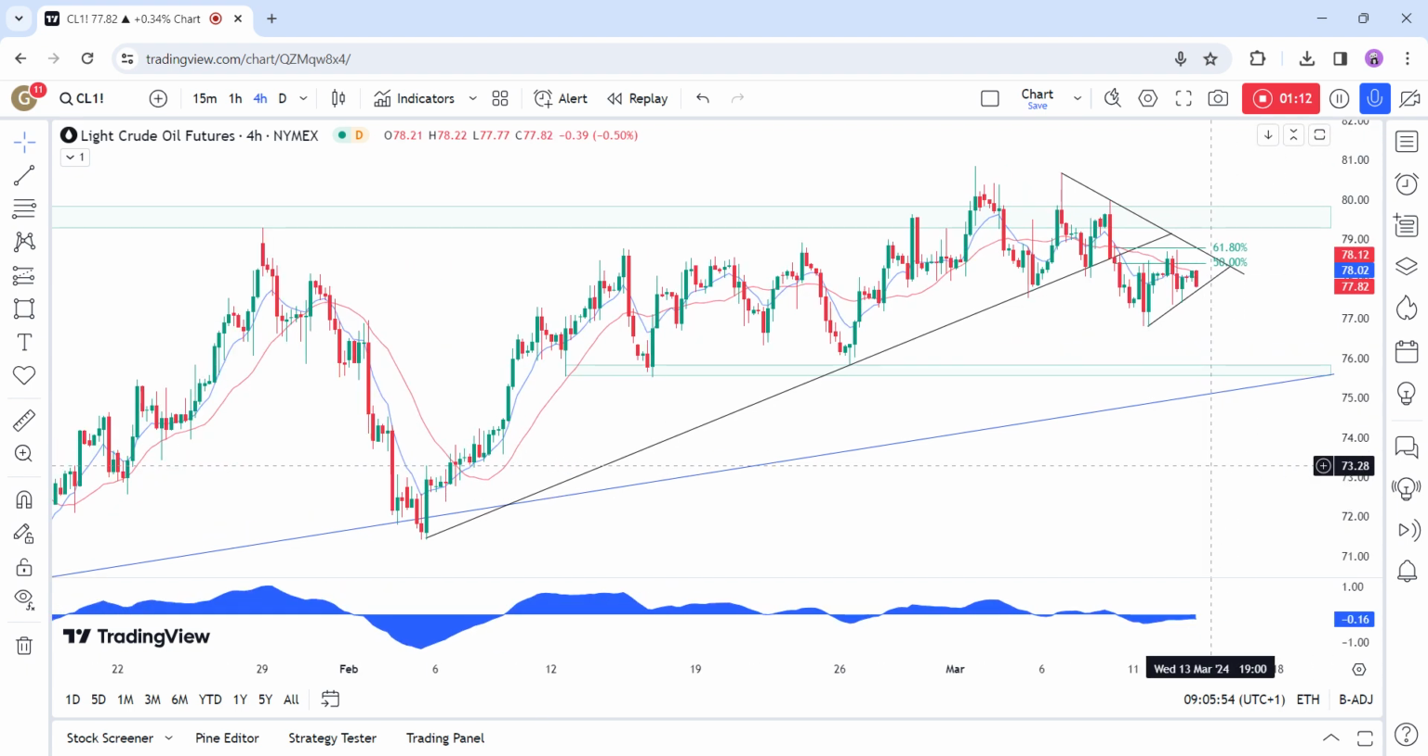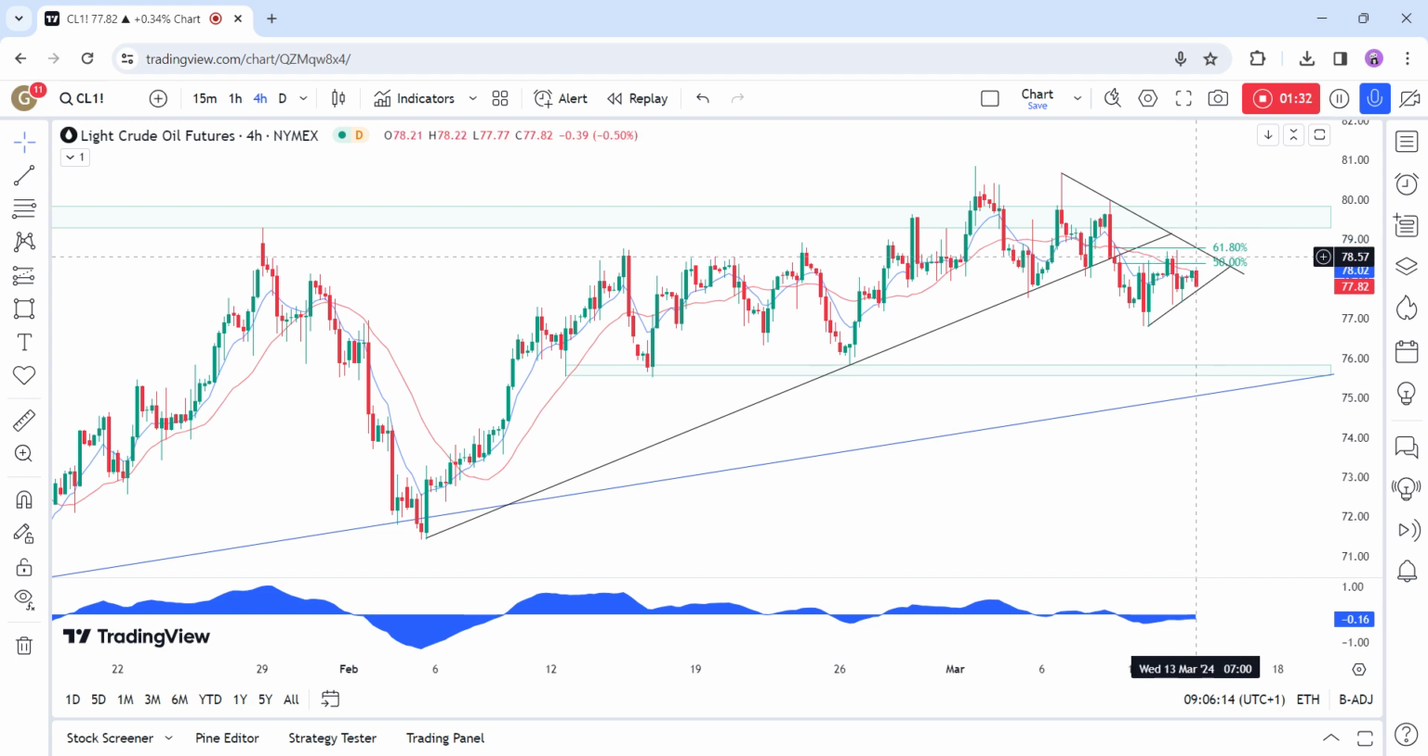On the 4-hour chart, we can see that the price recently broke below this upward trend line, invalidating the bullish setup and turning the trend around. The sellers piled in around the downward trend line here, where they had the confluence with the red 21 moving average and the Fibonacci retracement levels.